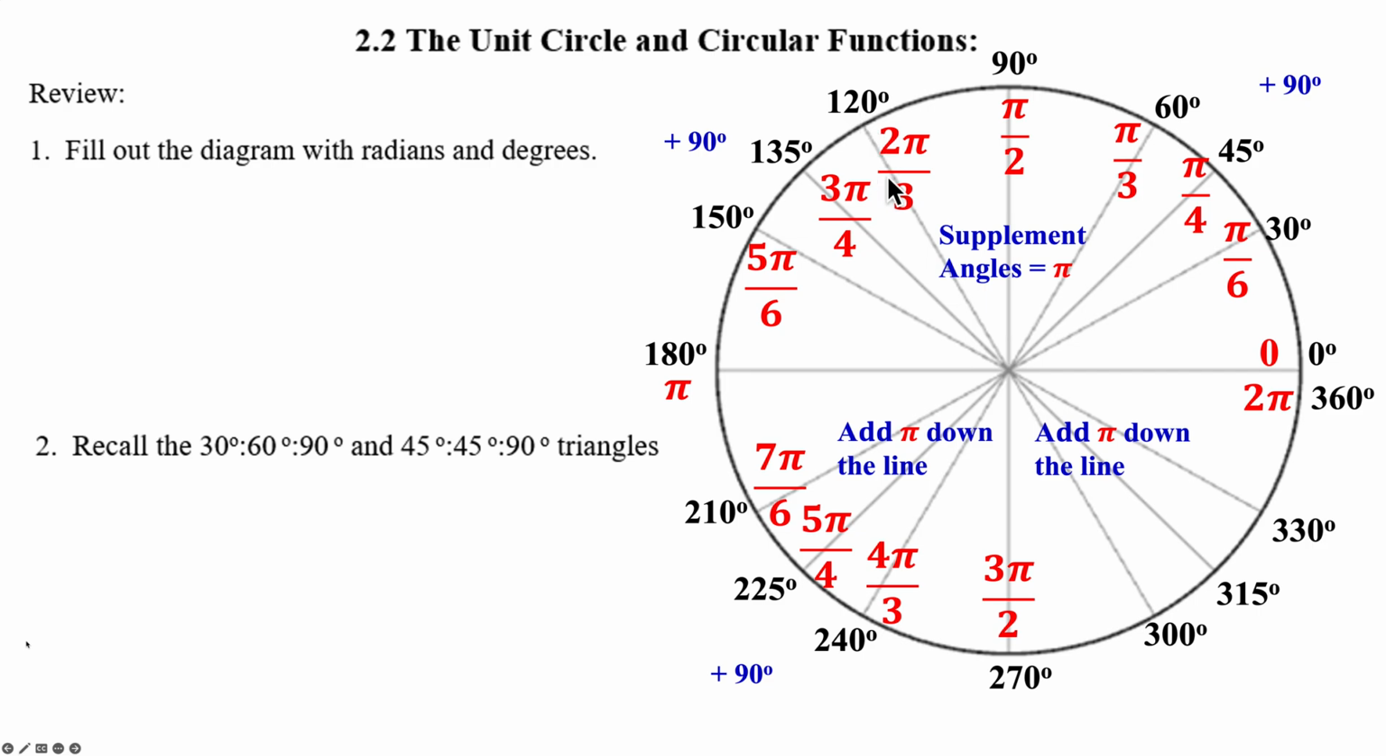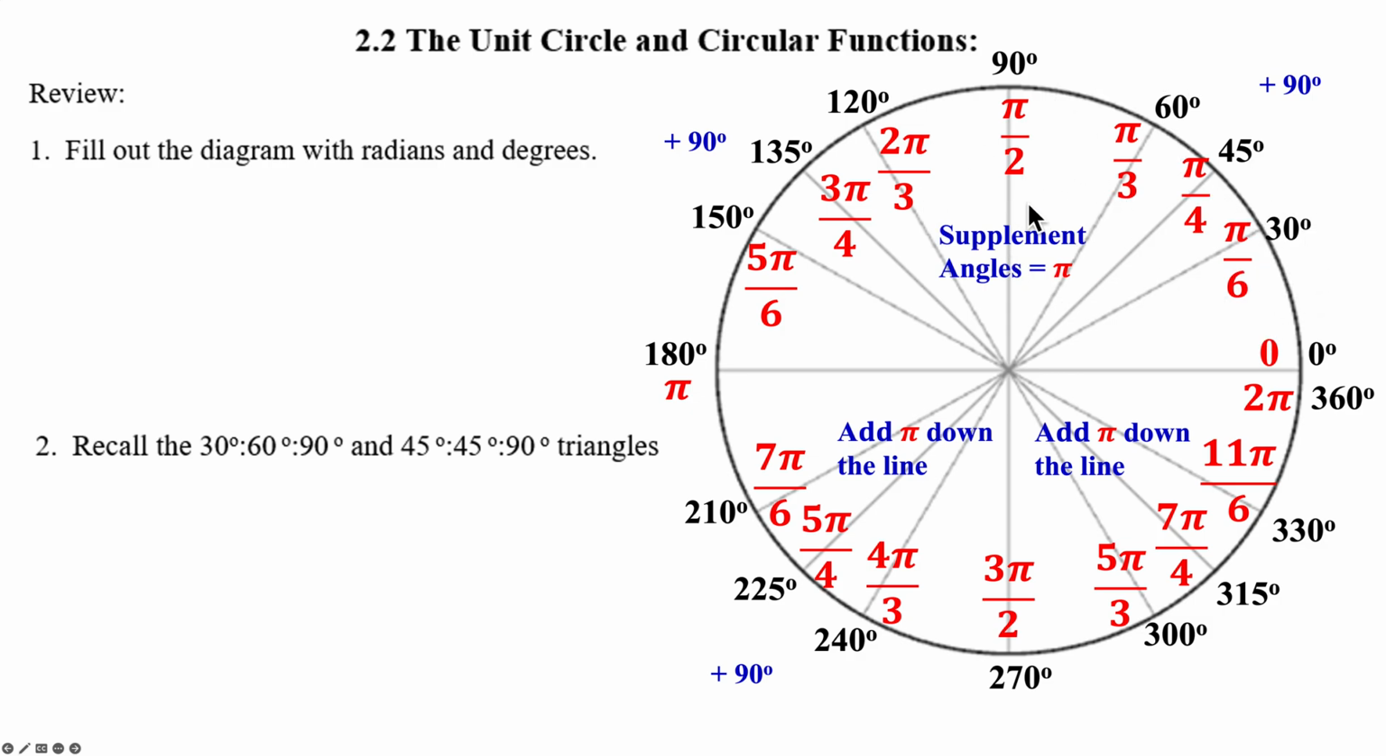2 pi over 3, 120, go straight down this line. 3 plus 2, 5 pi over 3. 4 plus 3, 7 pi over 4. 6 plus 5, 11 pi over 6. So there's a quick and easy way to build your unit circle. You really base everything off of quadrant 1.